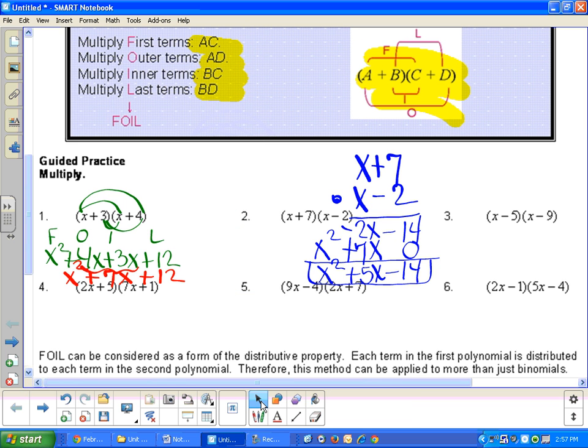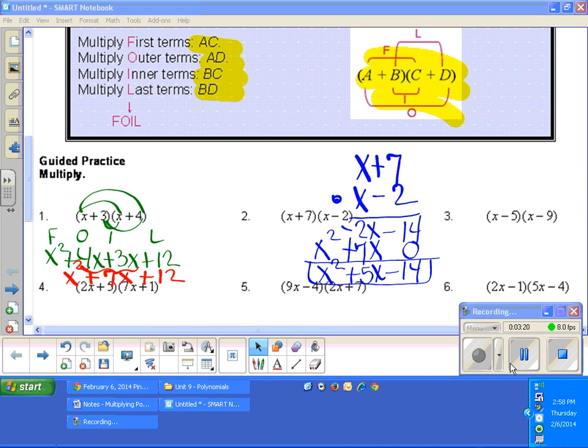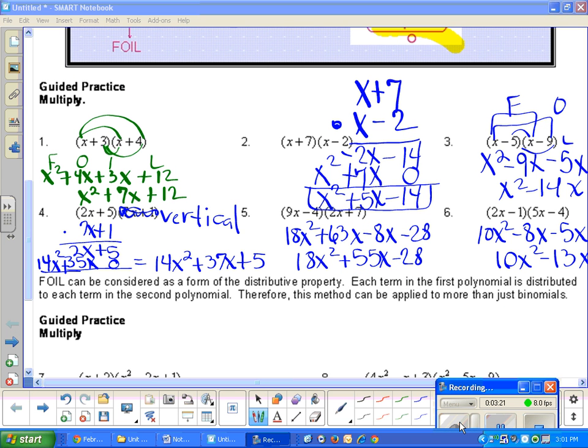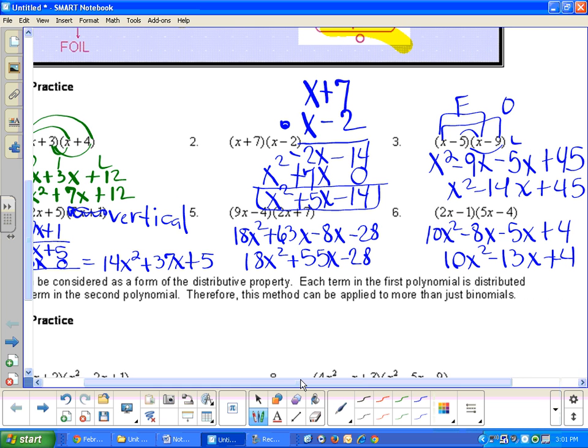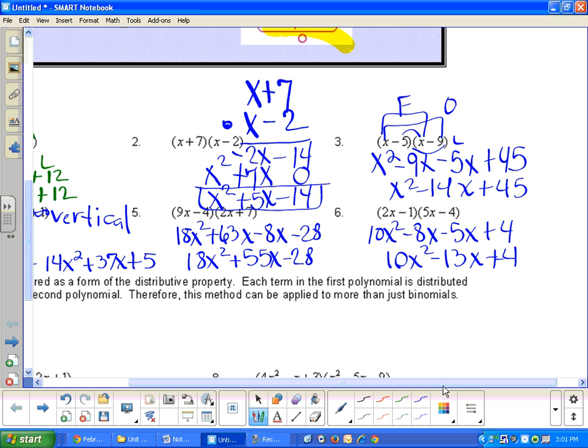I'm going to pause the video and let you work the rest of these, and then you can go back and check. Okay, so here are the rest of the answers. On number 3, I used the FOIL method, first, outer, inner, and last. So we can combine these to have x squared minus 14x plus 45.